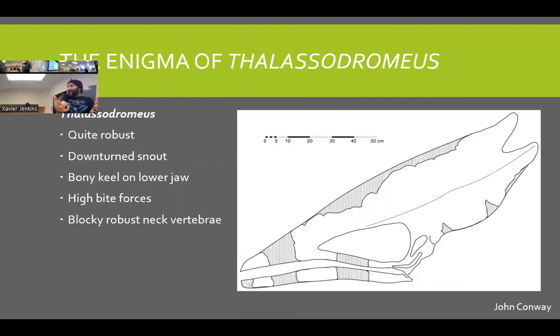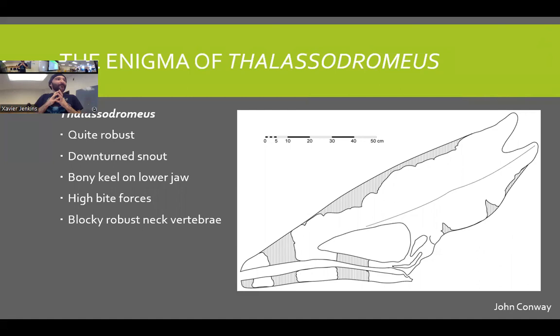And then Thalassodromeus, this big dude, that is close to life size, actually, on that screen. Its skull is quite robust. It has this downturned snout. The lower jaw is basically extended into this blade-like keel of bone. Modeling on the skull suggests that it had very high bite forces, and as discussed earlier, the neck vertebrae would have been short and boxy, indicating a strong neck.